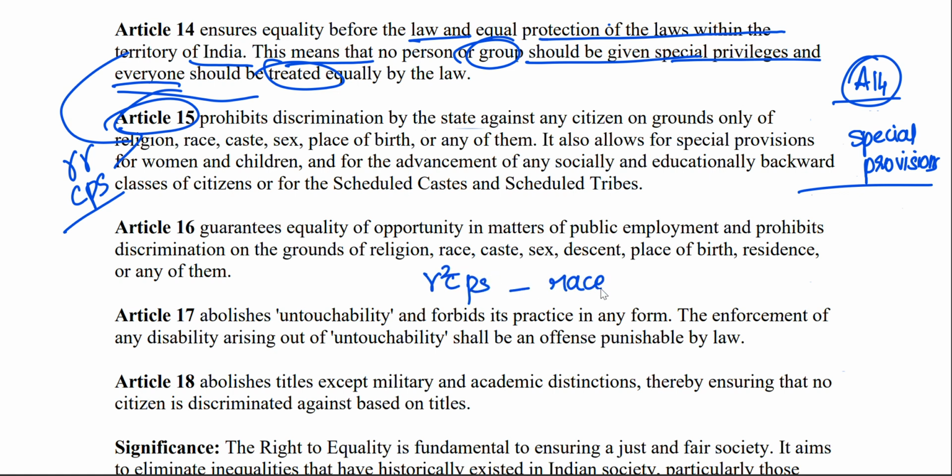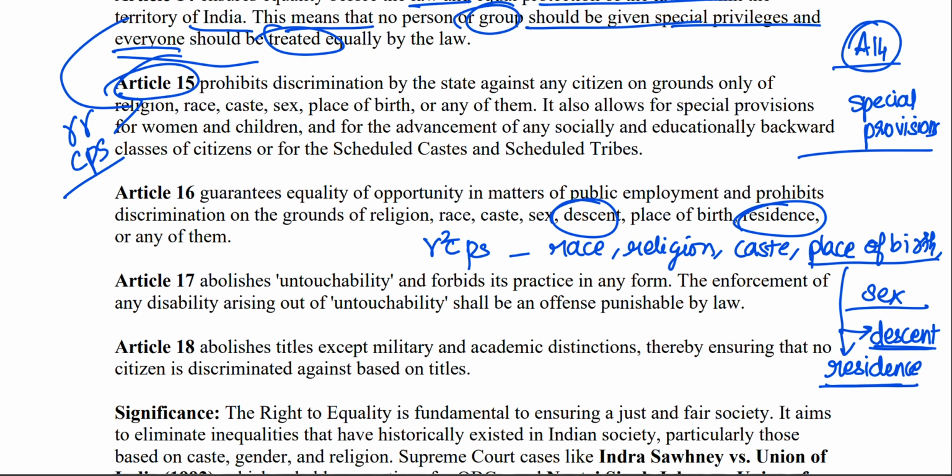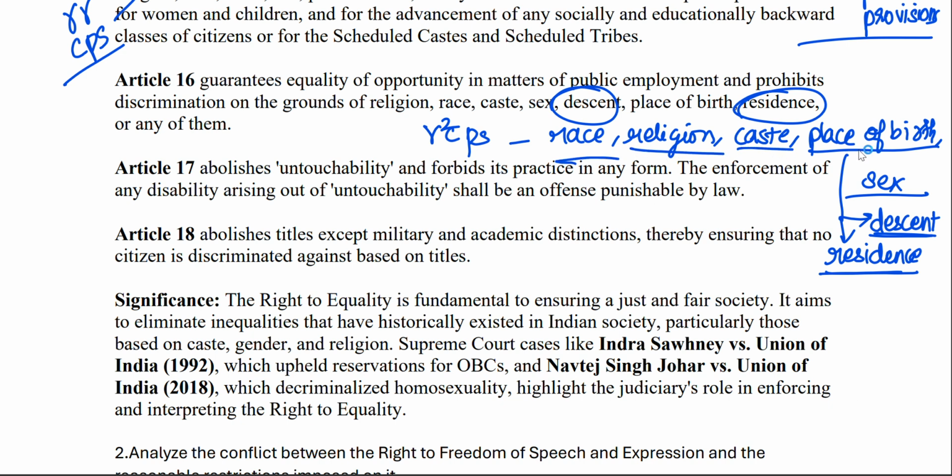Let us check. Race is there, religion is there, caste is there, place of birth is there, and sex is also present. Now, in this place of birth only, we have descent, right? Descent, residence. These are the 2 things which are included. So we have the descent and then we have the residence. In the place of birth, you have descent as well as the residence.